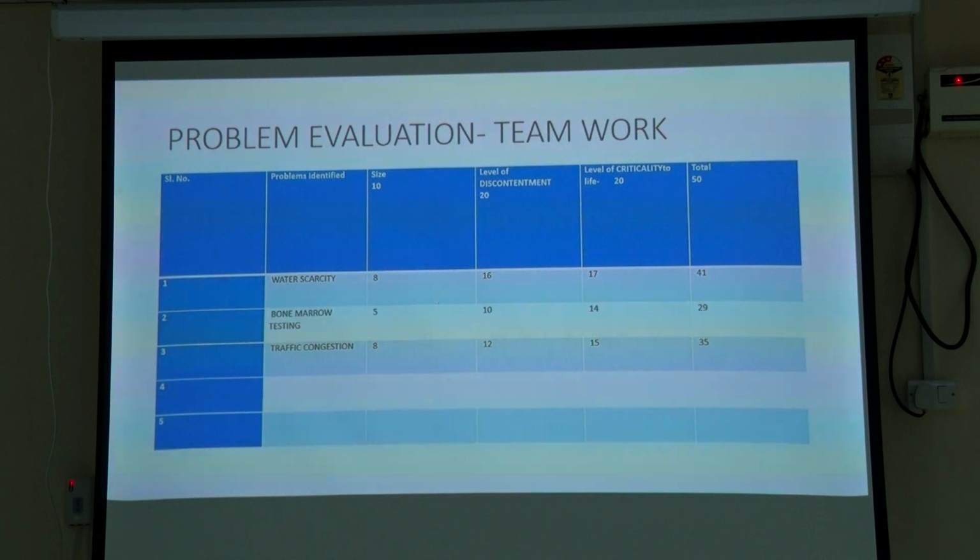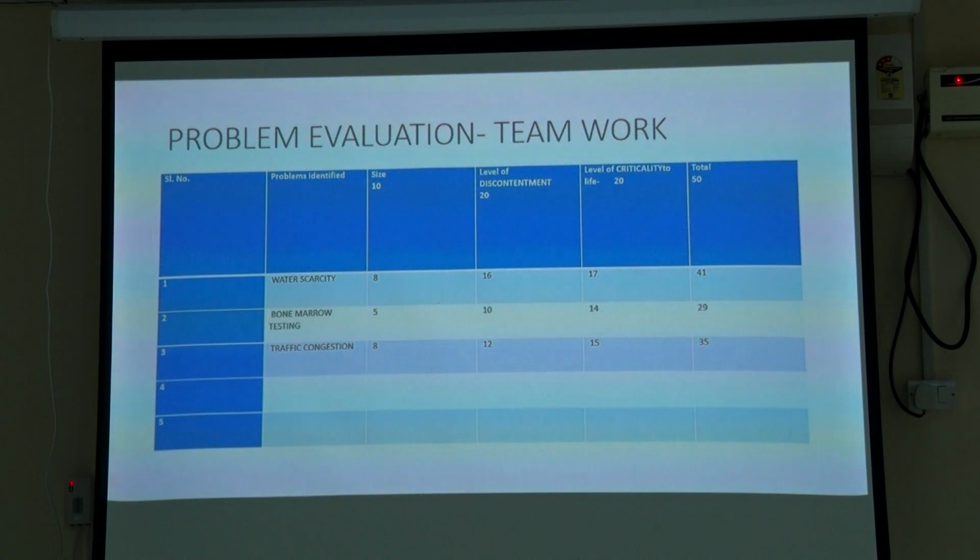Let's say team member 2 has said that there is a problem with bone marrow testing. So he has identified and narrowed it to bone marrow testing. I say the size is very small because the impact is only on, let's say, cancer patients or something. It is a very niche area of problem facers, those who are sick and require bone marrow testing. So 5, the size. Level of discontentment, let's say, is an average of 10, and the criticality is a little high, so 14 I have given. So 29 the total.